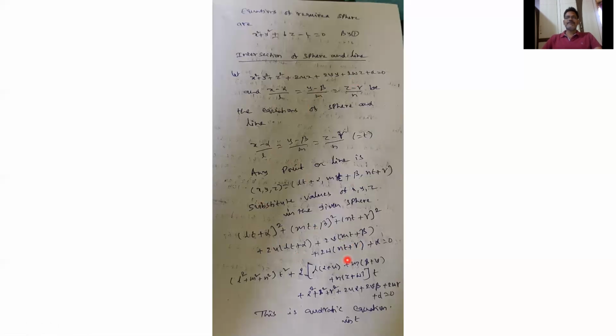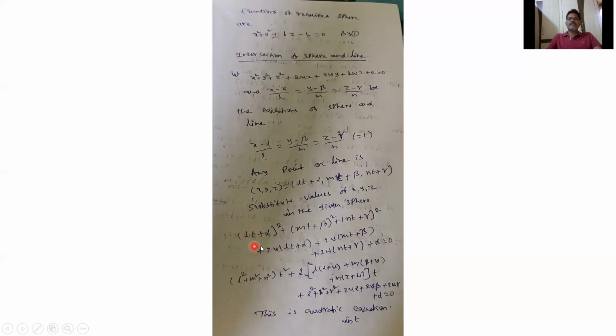So here we observe we are getting (lt plus alpha) whole square. By the (a plus b) whole square formula, a square plus 2ab plus b square, the first term is l square t square. Here the first term is m square t square, and here n square t square. So taking t square common, we'll get (l square plus m square plus n square) t square.